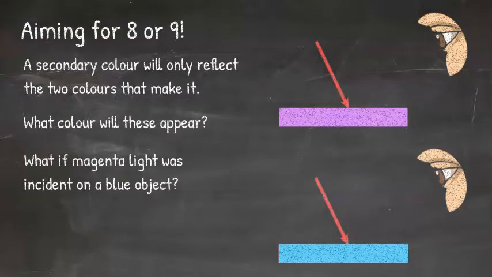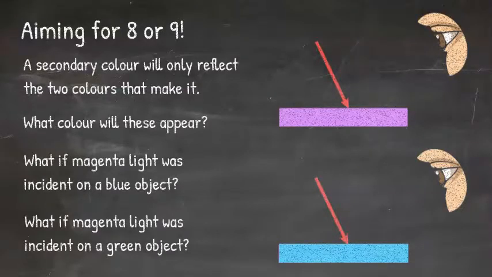What if magenta light was incident on a blue object? And what if magenta light was incident on a green object? What colour would these objects appear?